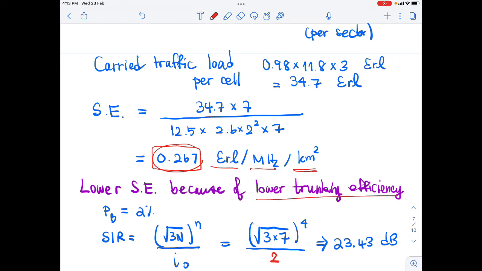Remember, whenever we divide our resources, here the number of channels, into smaller pools, cells are further divided into 3 sectors, and the user in each sector cannot use a resource from different sectors, so that's gonna restrict efficiencies. So we got lower spectral efficiency because of lower trunking efficiency.